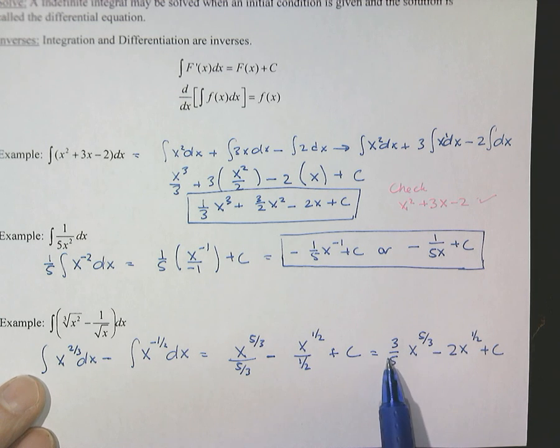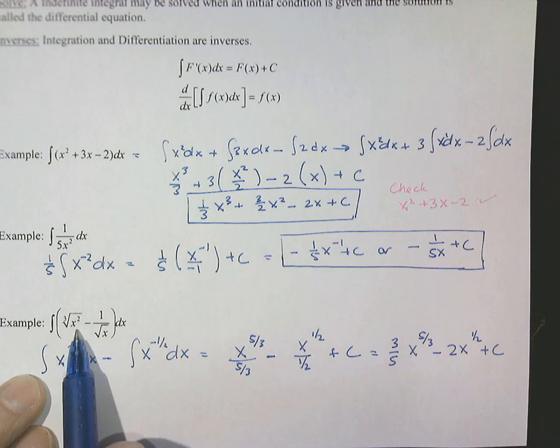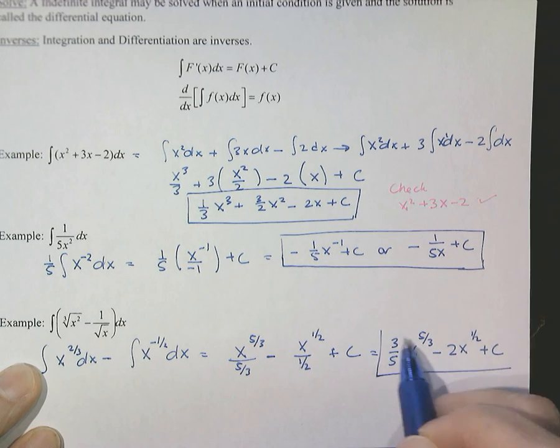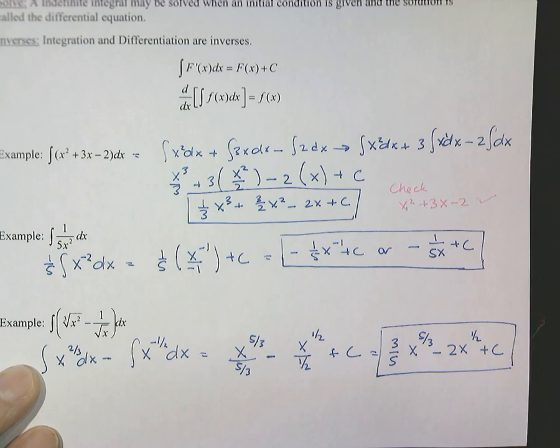differentiating. 5/3 times 3/5 is 1. Subtract 1 from 5/3, and I get 2/3. That's what I've got here. 1/2 times -2 is -1. Subtract 1 from 1/2, I get -1/2. That's what I have here. So that's the answers.